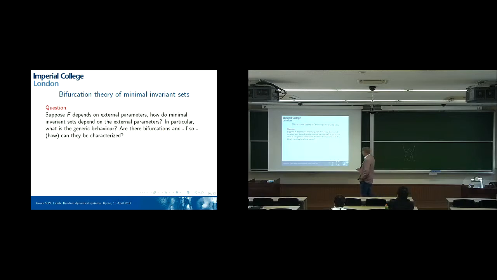Okay, so the question is that if f depends on external parameters, how do minimal invariant sets depend on external parameters? In particular, can you say something about generic behavior? Are there bifurcations, and if so, how can they be characterized?